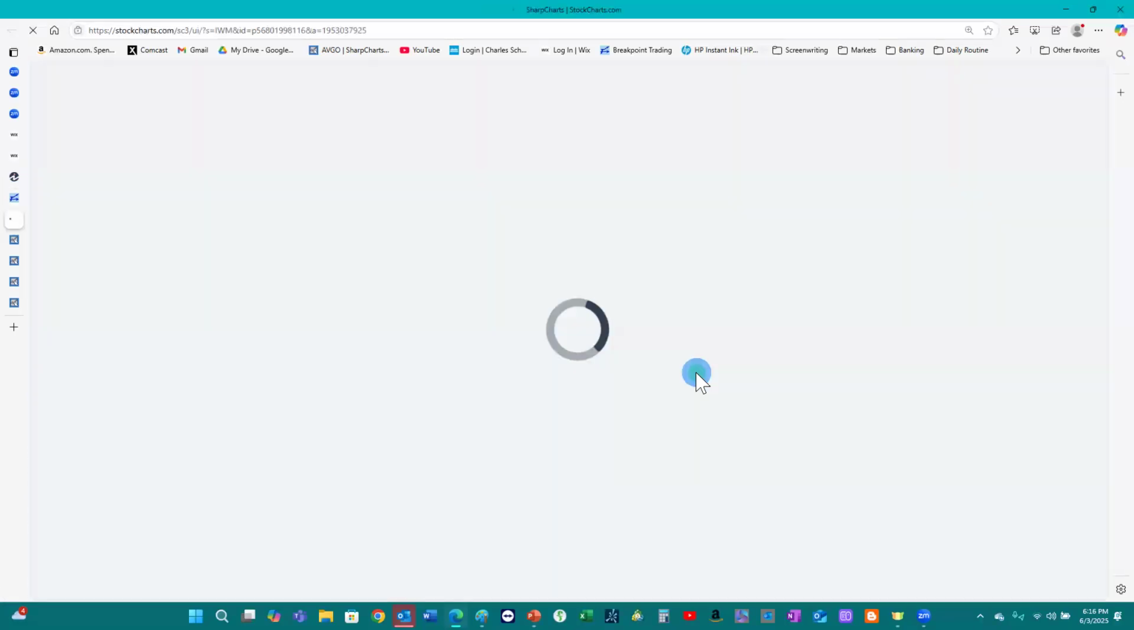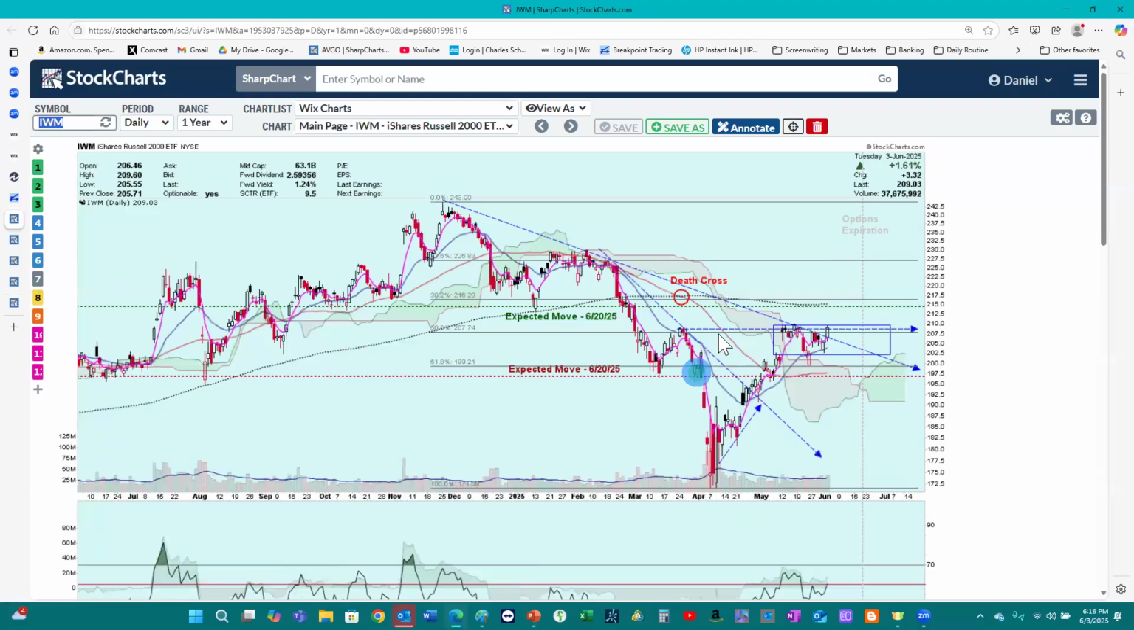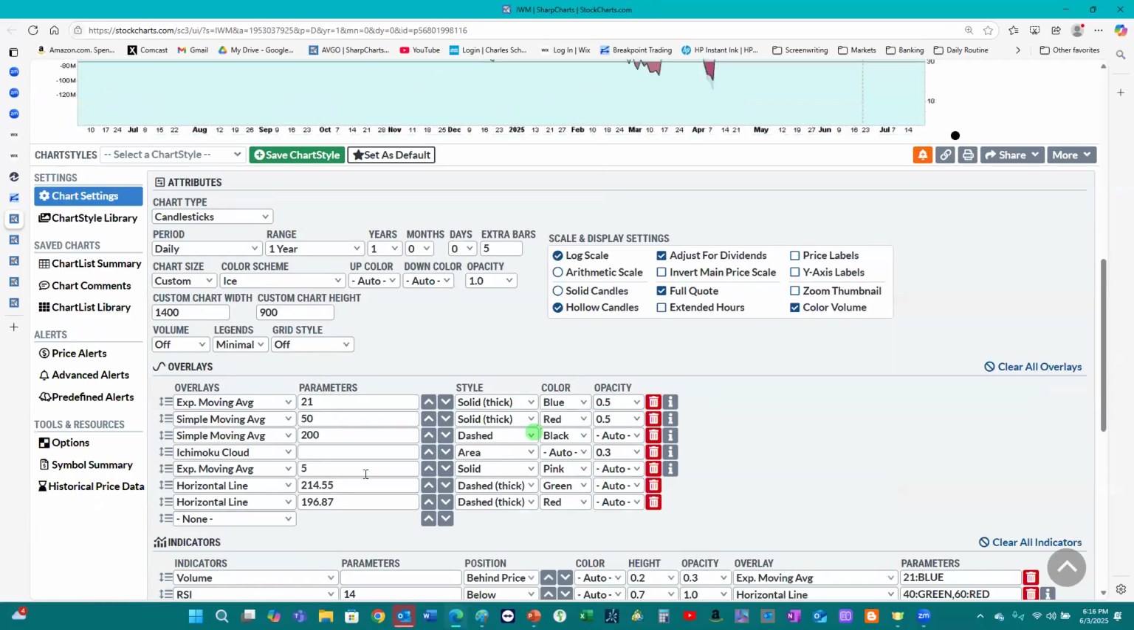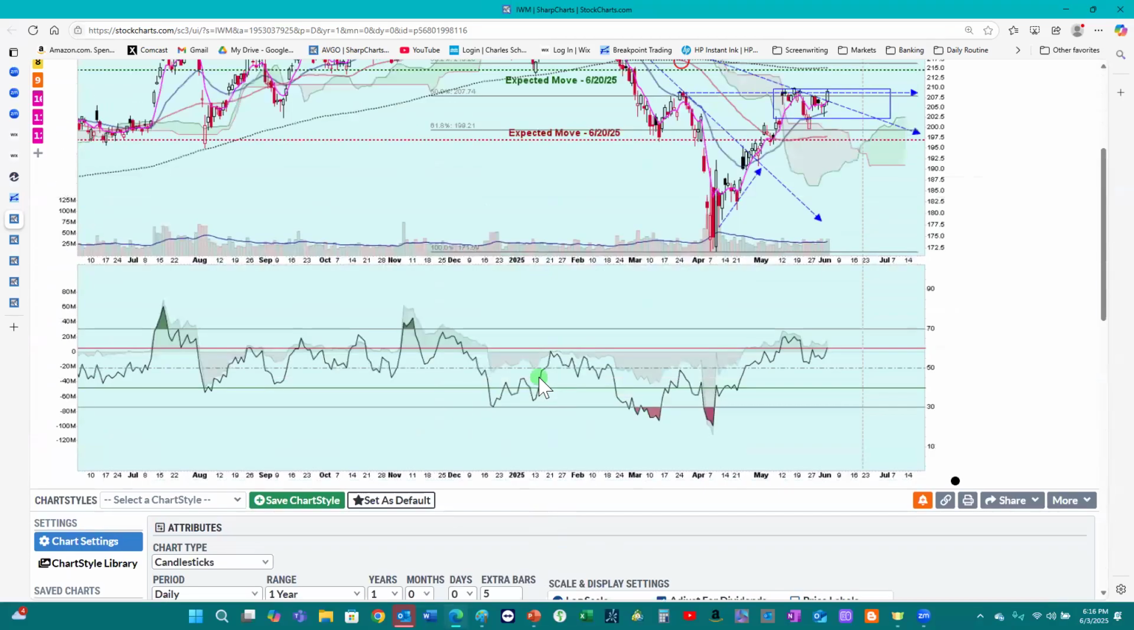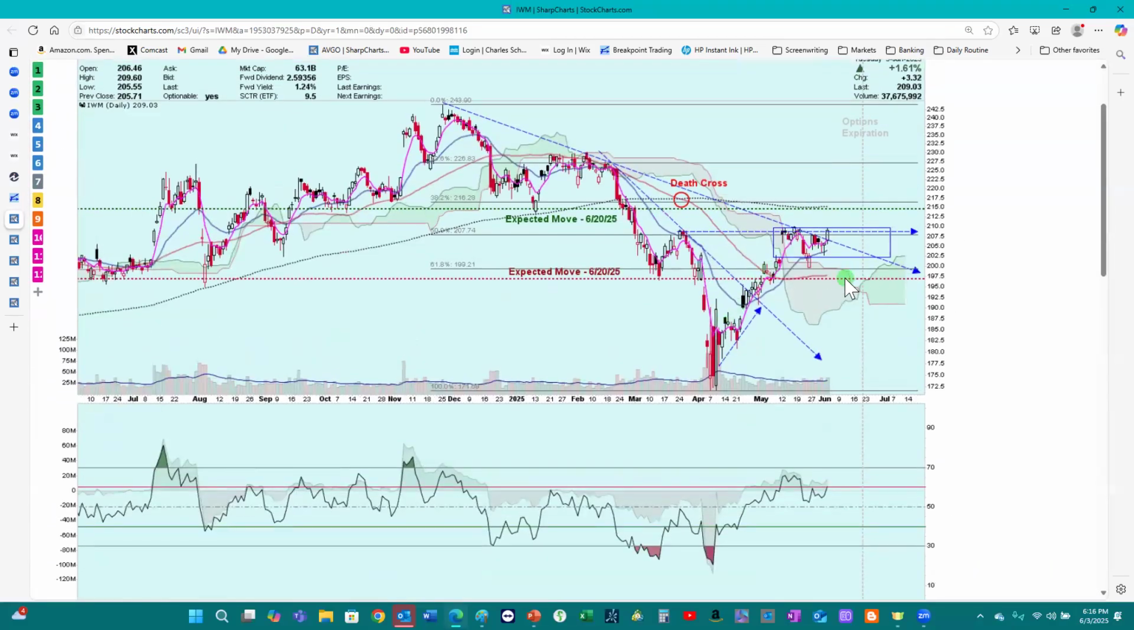Also, I did that for the Russell 2000. So the expected move here is right down here. On the upside is 214, the downside is 196. But again, we have not quite broken out of the box on this one, but we're sitting right at the top of it. And the 200-day, interestingly, is right at the expected move area. So that's where the target is for the small caps.